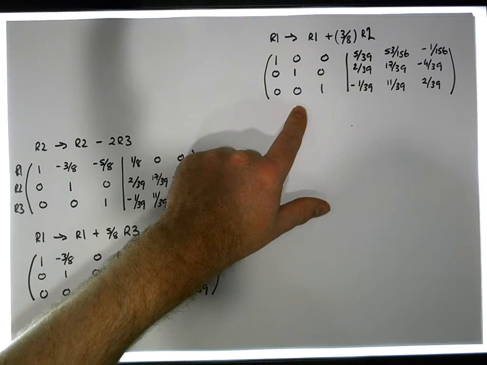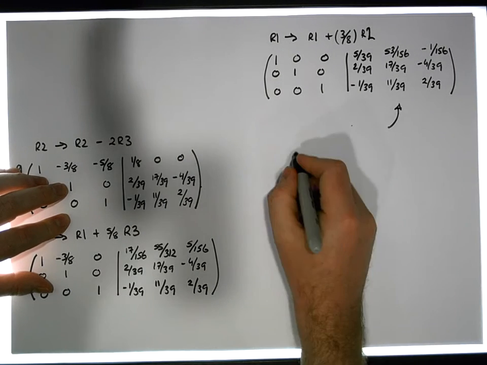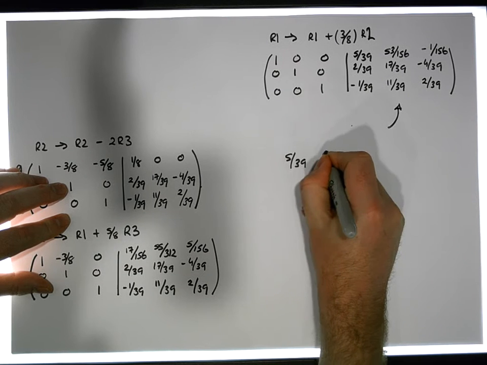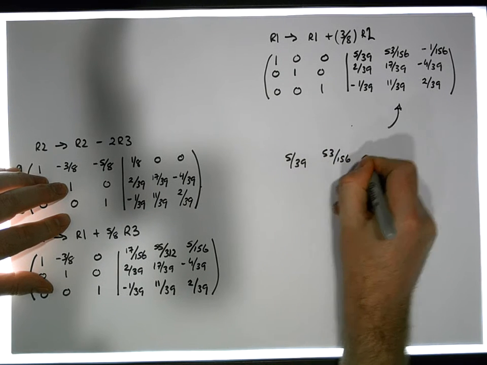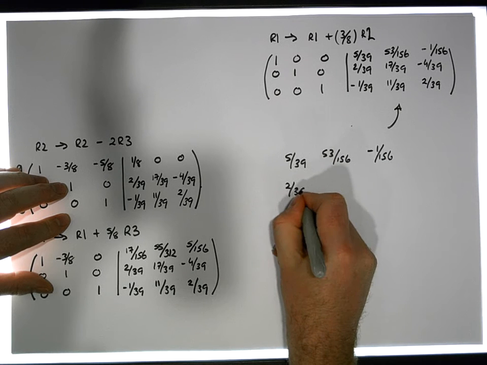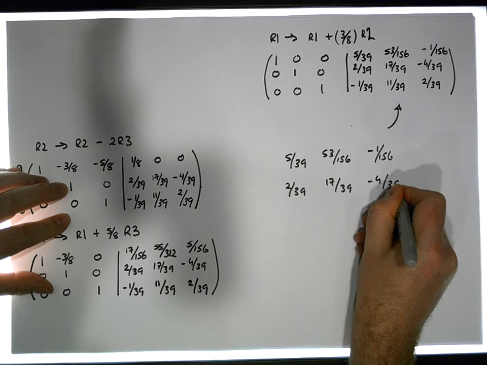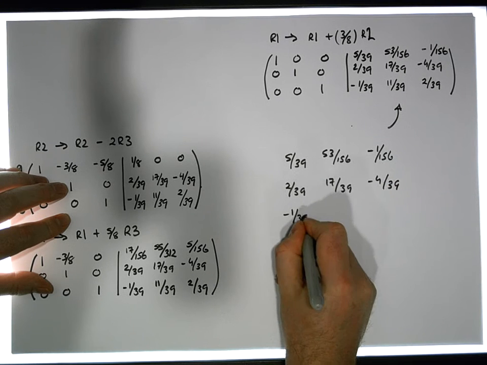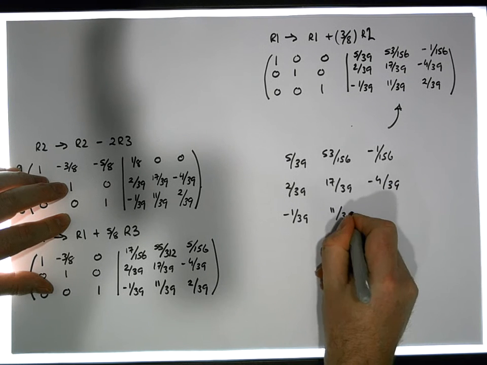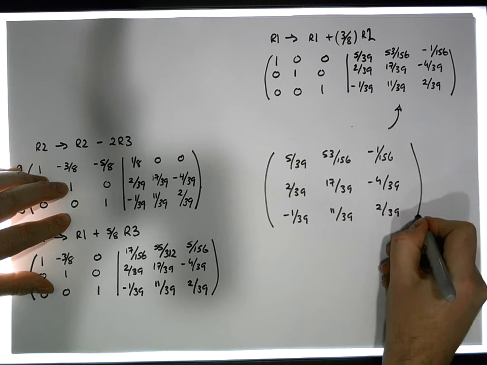And what we're arguing now is this: this matrix here, okay, 5/39, 53/156, minus 1/156, 2/39, 17/39, minus 4/39, minus 1/39, 11/39, and 2/39. What I'm arguing now is this: that matrix actually is A inverse.